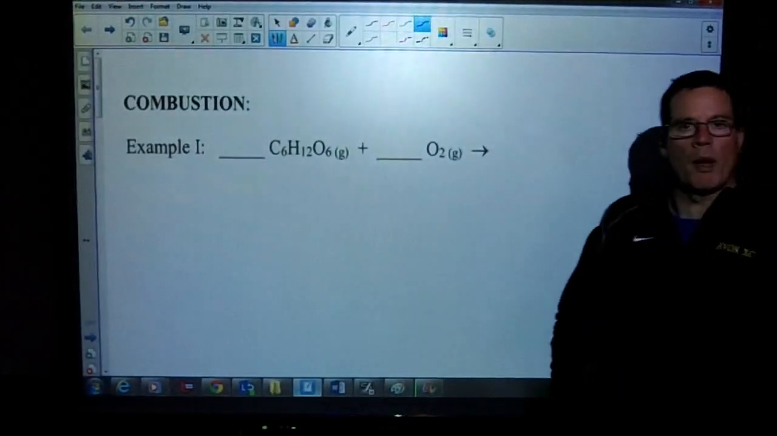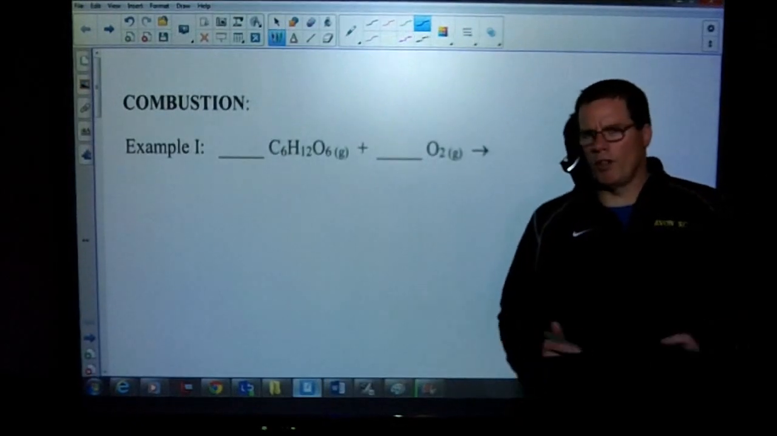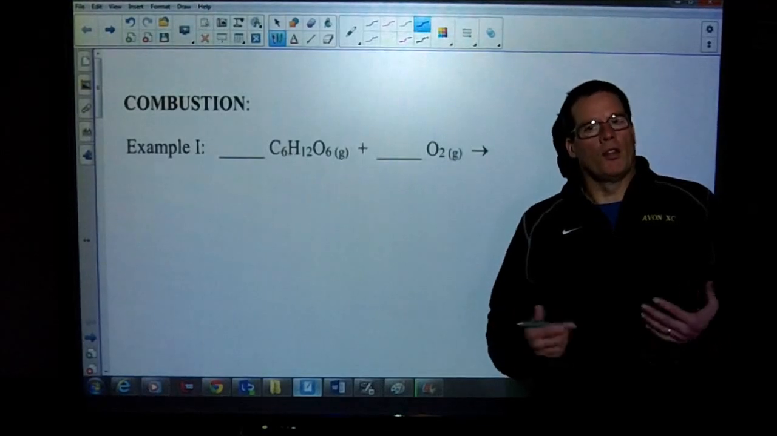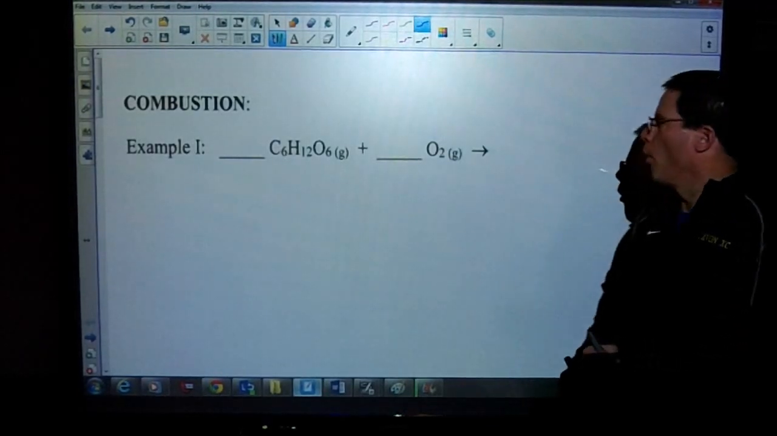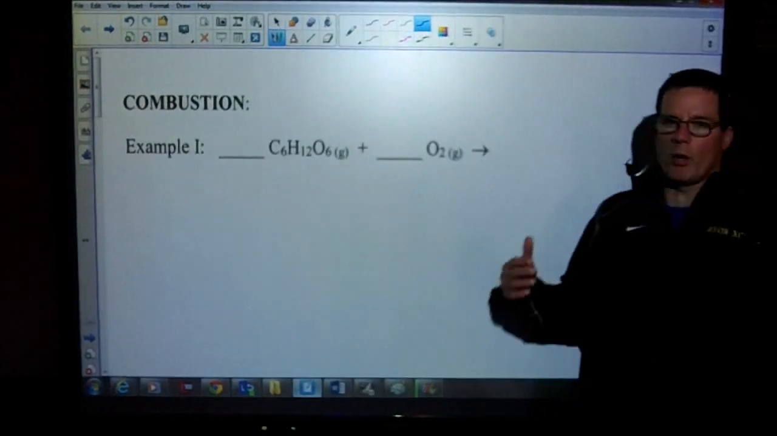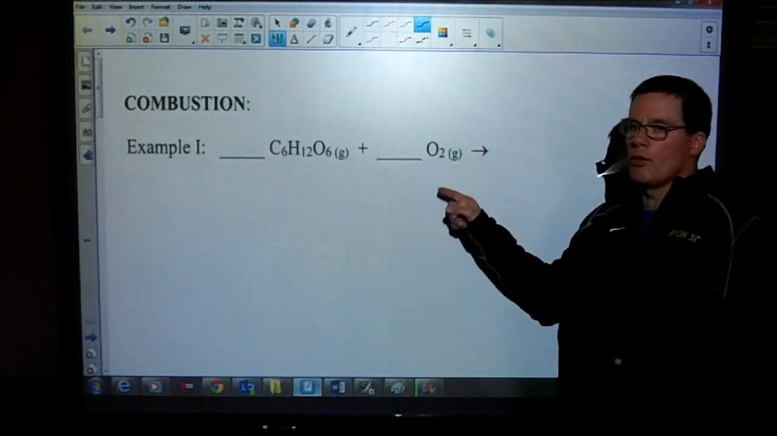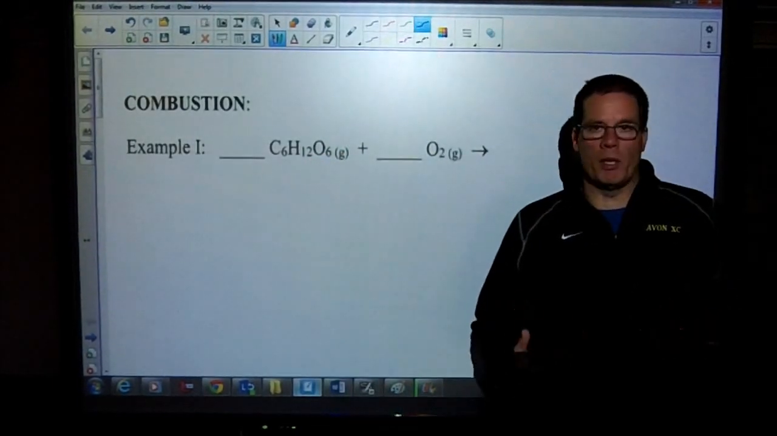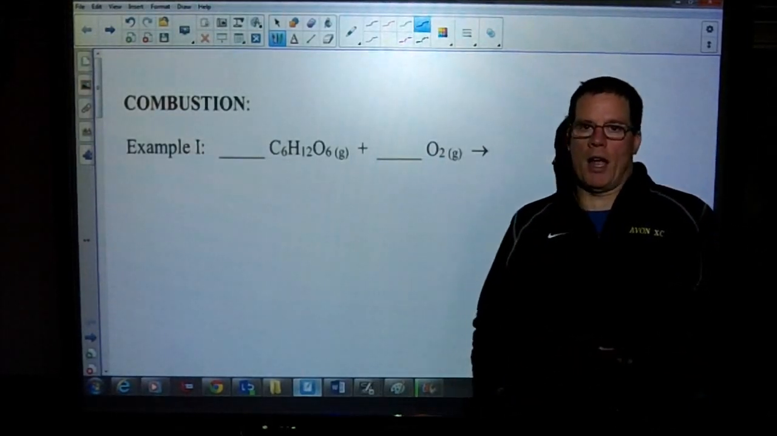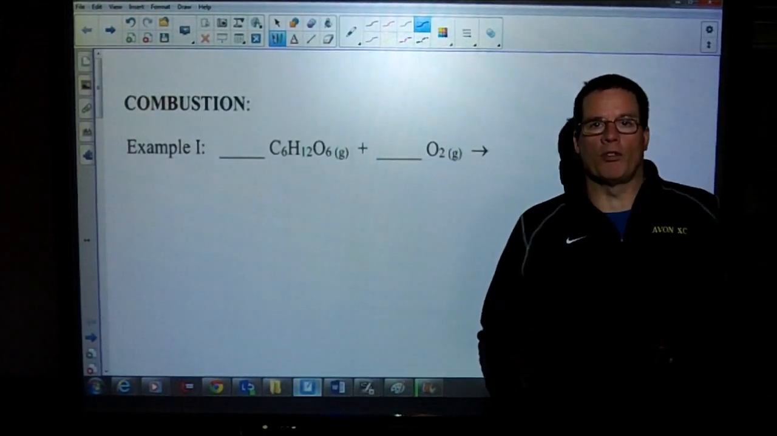Alright, so again, we've talked about combustion reactions kind of lazily, if you want to say that, earlier on when we started balancing chemical equations initially. This is the formal discussion where we talk about combustion reactions. When we have carbon and hydrogen reacting with oxygen, your products will always be carbon dioxide and water. Always. Now, there are other types of combustion reactions, but these are the only types you're going to need to be concerned with.